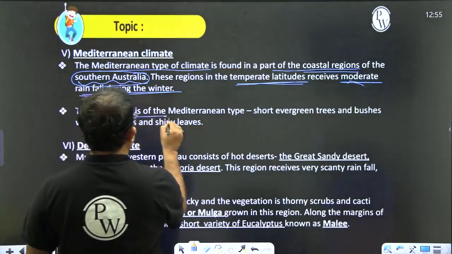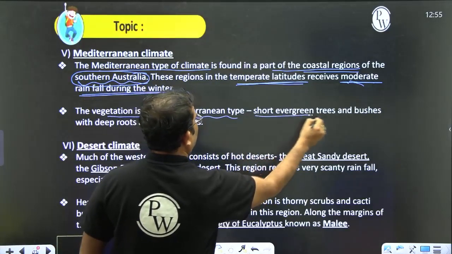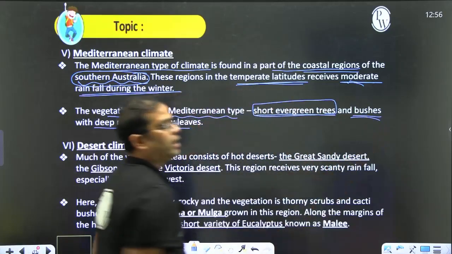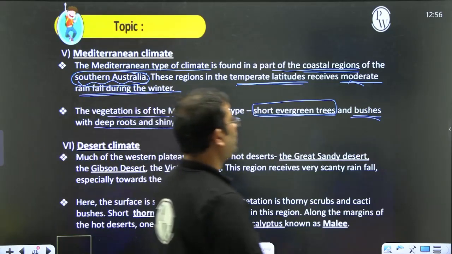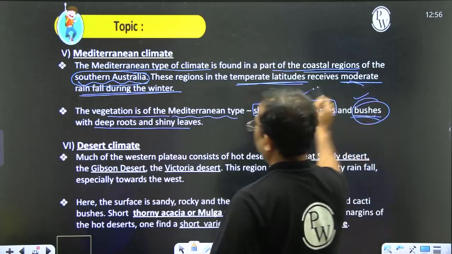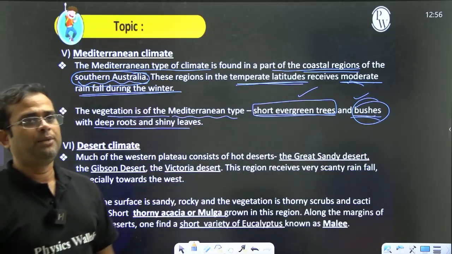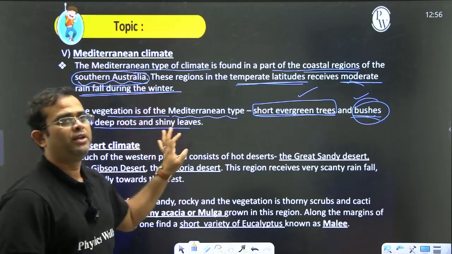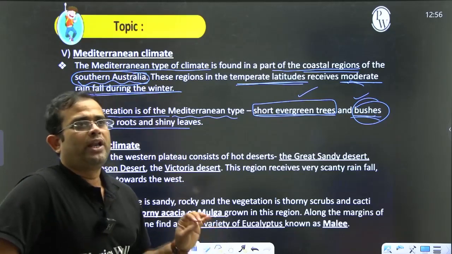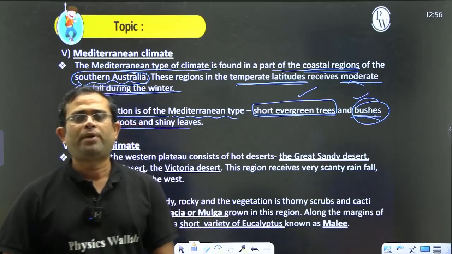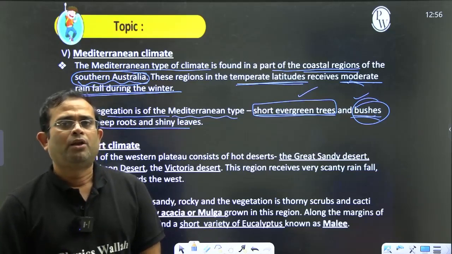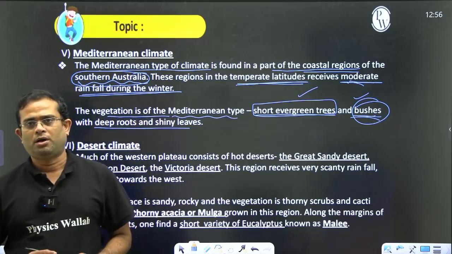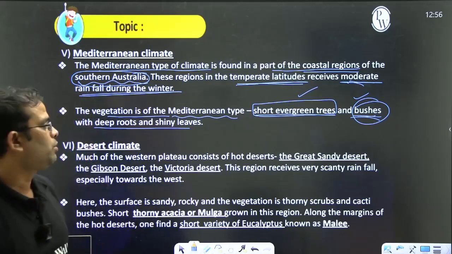The vegetation is of the Mediterranean type: short evergreen trees and bushes with deep roots and shiny leaves. Very short. The greenery is retained only for a short time period, only during the winter. Apart from that, it is not there. That is what I want to convey.